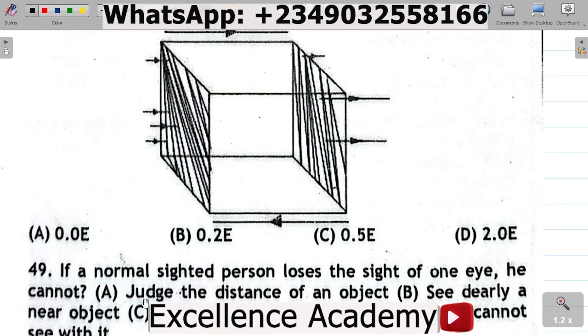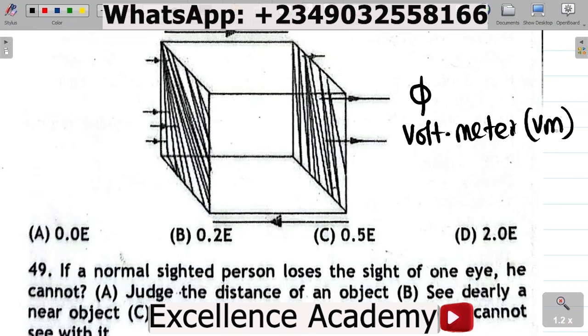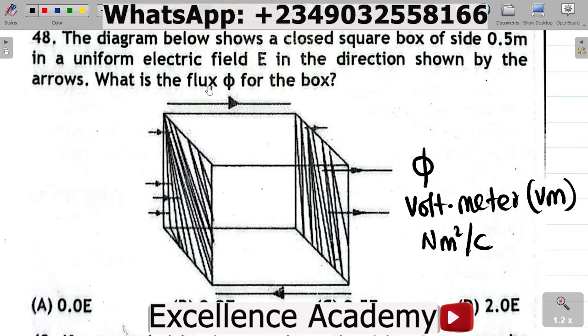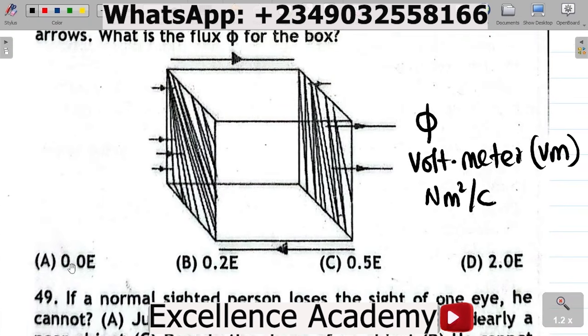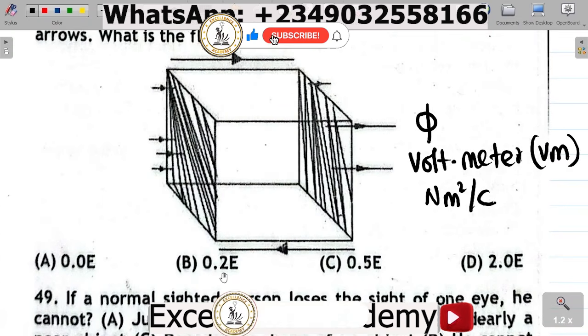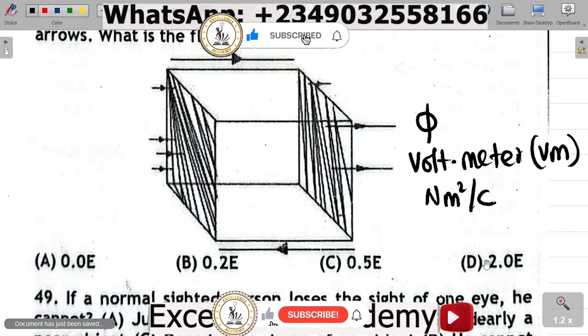Okay, so before we look at the options, you want to note that the unit of electric flux is volt meter, that's Vm. The alternative unit is Newton meter squared per coulomb. All right, so other units are not correct, that is if they're asking for the electric flux. So you have either volt meter or Newton meter squared per coulomb. Right, you have your options: A 0.00, B 0.2, C 0.5, D 2.0.